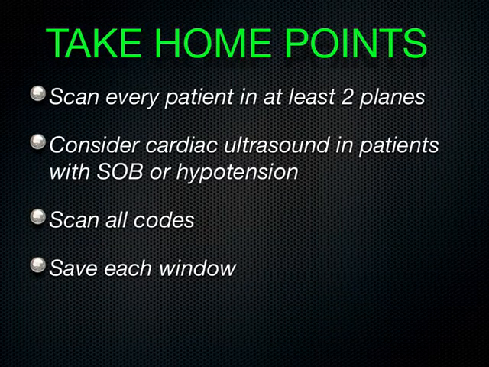So bottom line, try to scan each patient in at least 2 planes. Parasternal long and subxiphoid are my 2 favorites. Those are the ones I go back and forth between. If I can't get subxiphoid because the liver's too small, then I'm going apical and parasternal. Any patient who's short of breath, hypotensive, anytime you're coding a patient, and of course, you want to save the windows. Any questions about cardiac ultrasound?